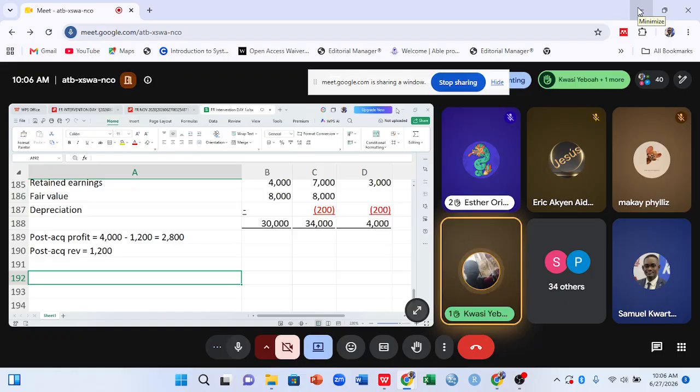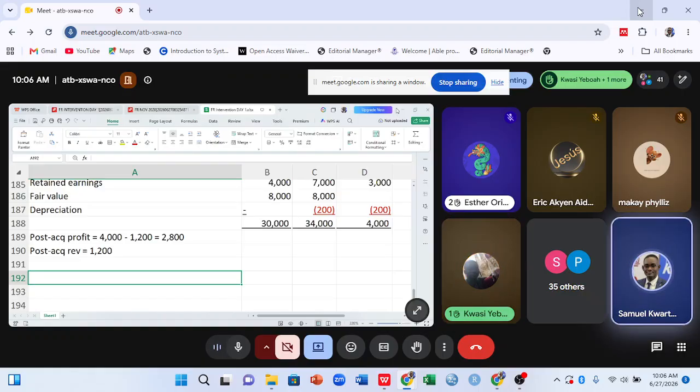So is the 2,800 being the post acquisition profit? So the 4,000 that we got earlier, is it just because of formalities? It's a combination of both profit and then revaluation. So when you go to NCI, we take the total. NCI will take both the profit and revaluation before we share. Oh, okay.